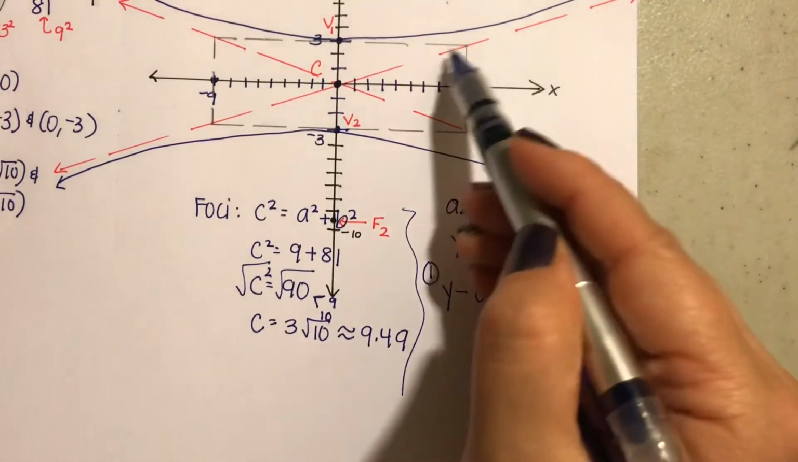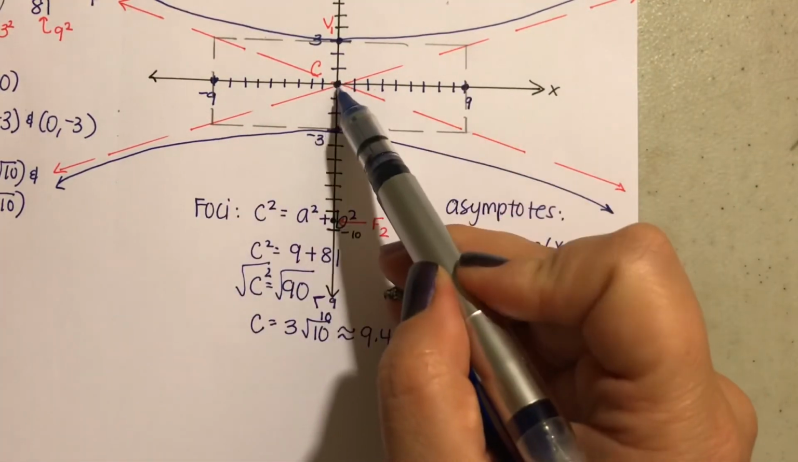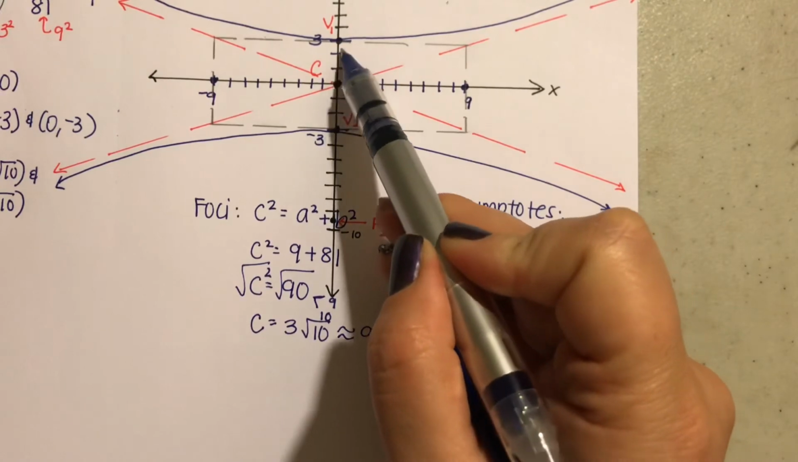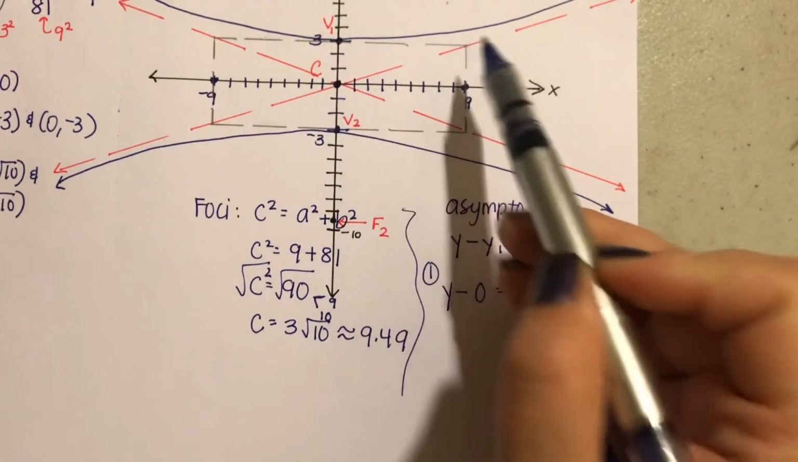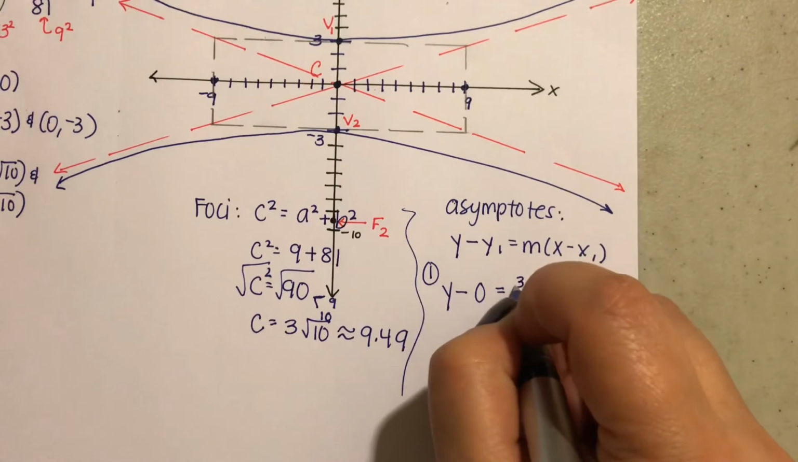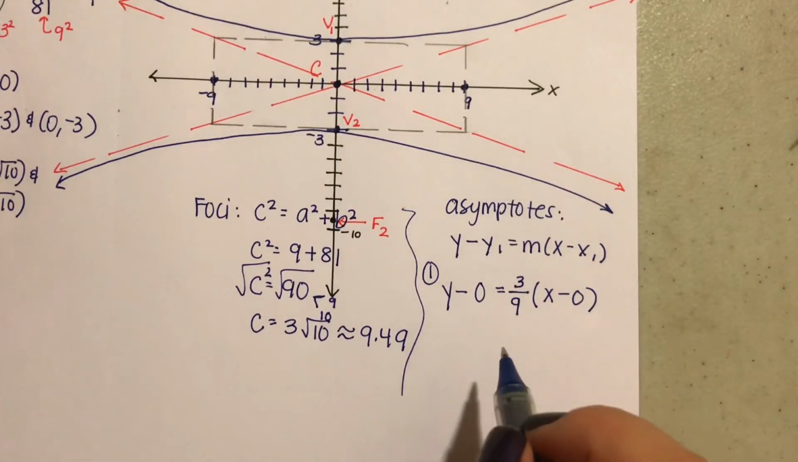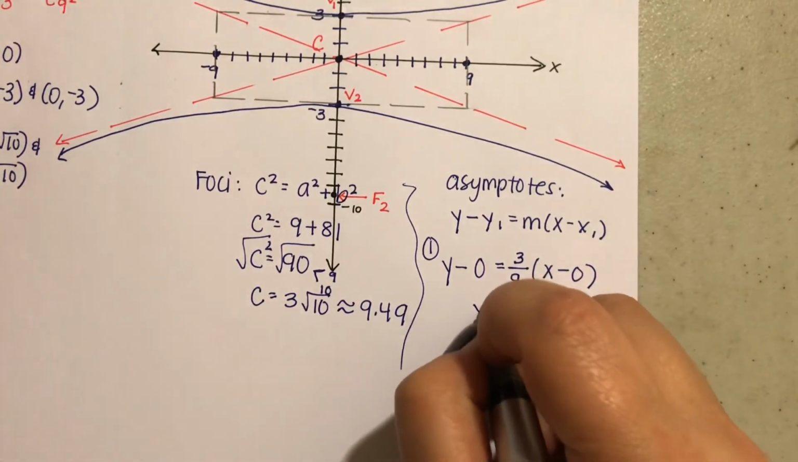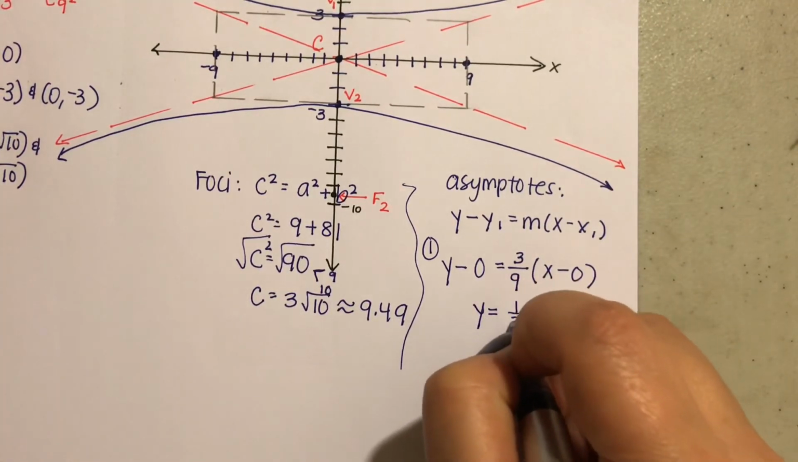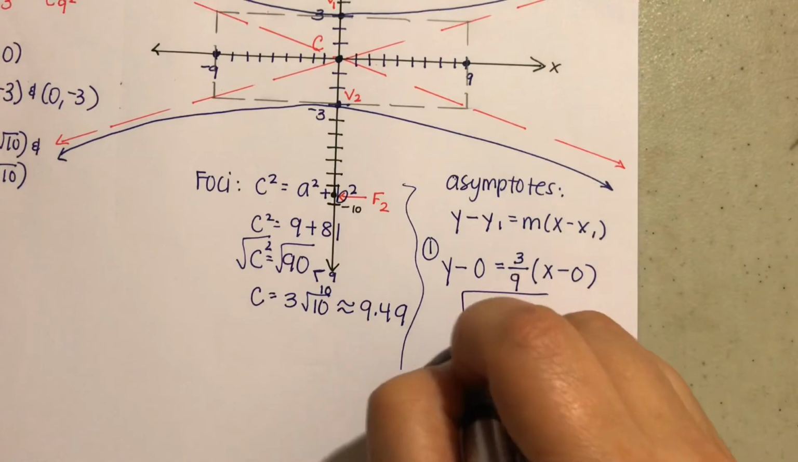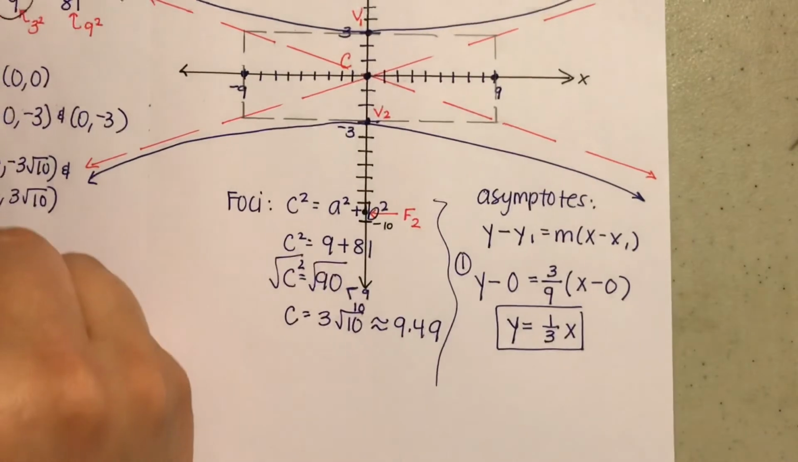So I'm going to do this asymptote first. Starting from my center, we go up 3 and over 9. So 3 is my rise, 9 is my run. Notice that that can be reduced. We should reduce it. So we end up with y equals 1/3 x. And I guess I should write them over here.